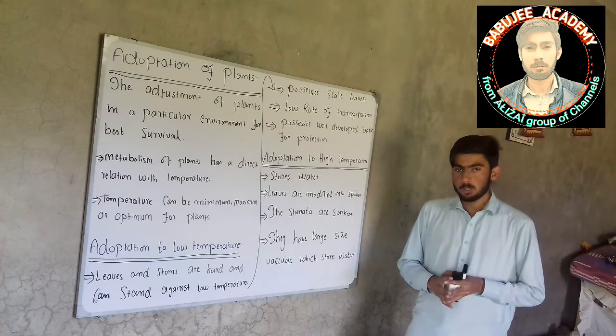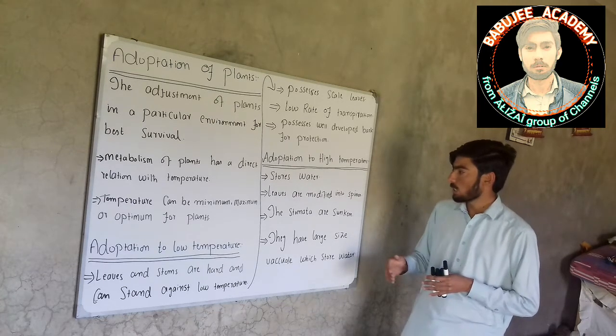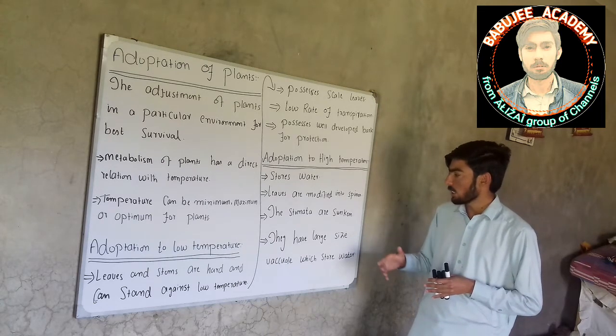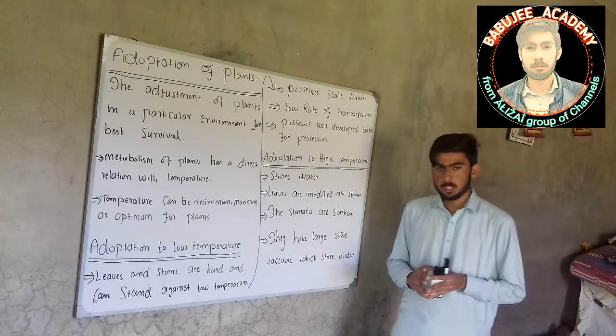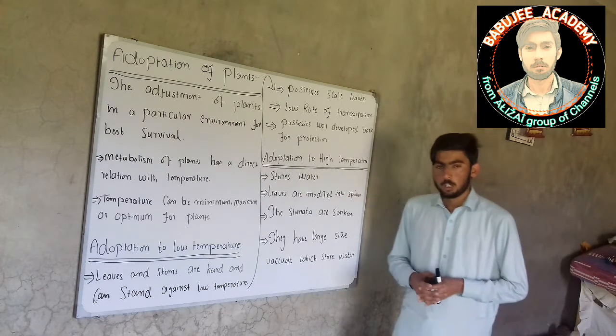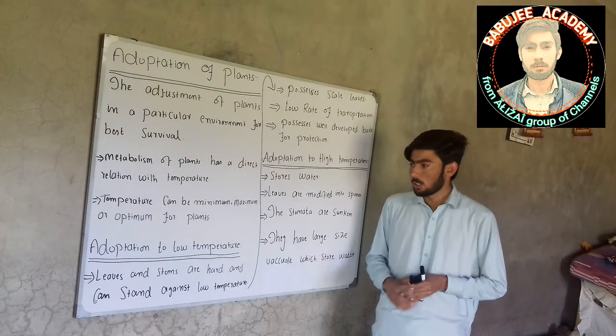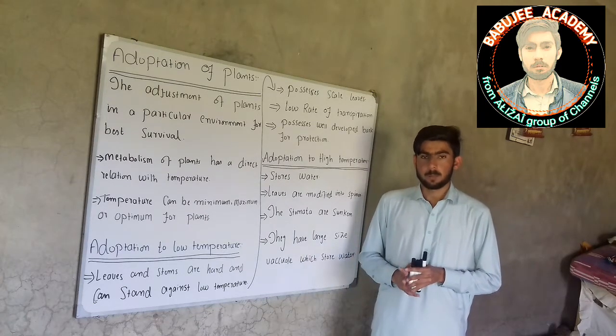What adaptation do plants make to high temperature? They store water for different purposes. Leaves are modified into spines and stomata are sunken in order to reduce transpiration. They have a large size liquid which stores water. Okay guys, that was our video today about adaptation of plants to high temperature and low temperature.